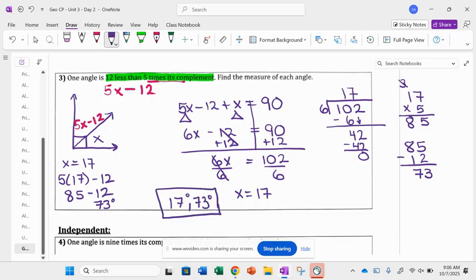How else could you have found it instead of plugging in the 5x minus 12 if we wanted to? Anybody know what we could have also done? Couldn't we have just done 90 minus 17 since they have to add to 90? Might have been quicker, right?